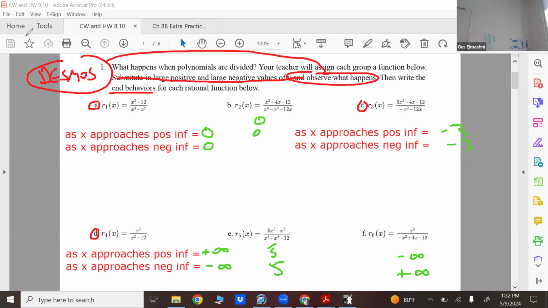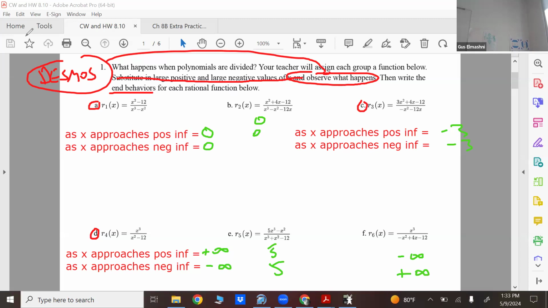And if you plug in like say 1,000 for x or 1,000,000 for x, ultimately these terms don't matter. How come those terms don't matter? Because they're small compared to x squared. So you really just focus on leading terms. You get -3. That's why that's -3 down here as well for e. Notice that these degrees are the same. When the degrees are the same, we're seeing that happen.